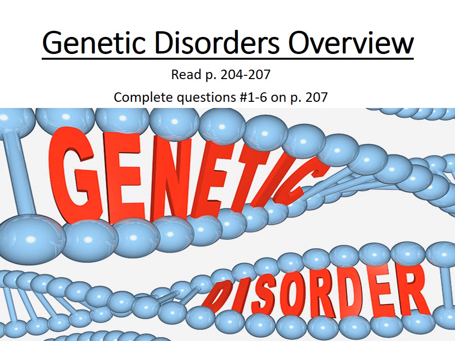So the readings for this section can be found on pages 204 to 207, and to check your understanding, you can do questions 1 to 6 on page 207.